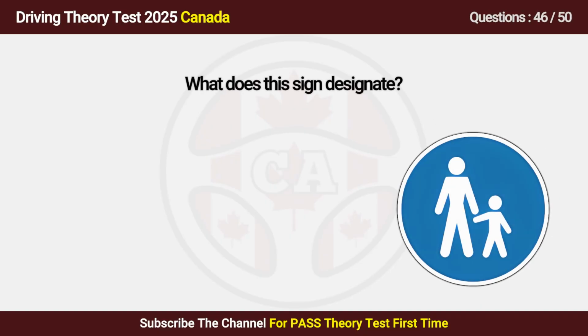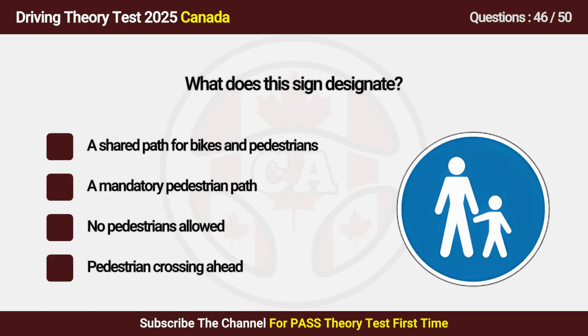Question 46. What does this sign designate? A. A shared path for bikes and pedestrians. B. A mandatory pedestrian path. C. No pedestrians allowed. D. Pedestrian crossing ahead.